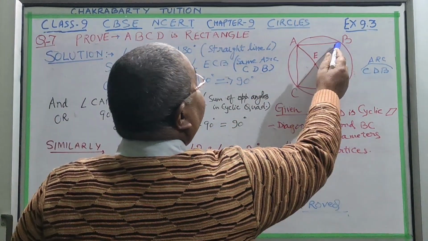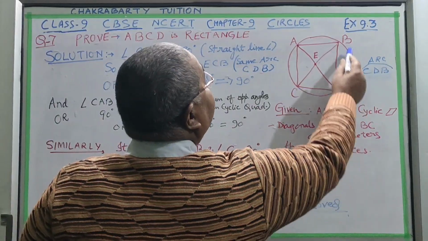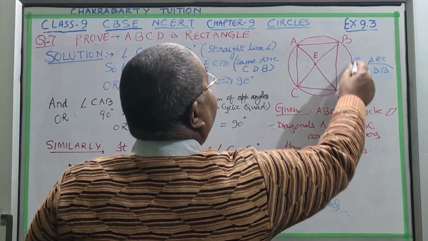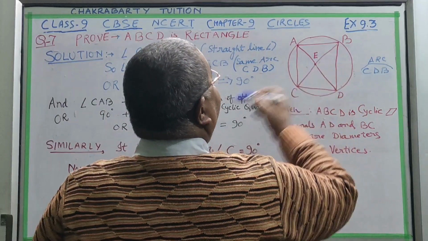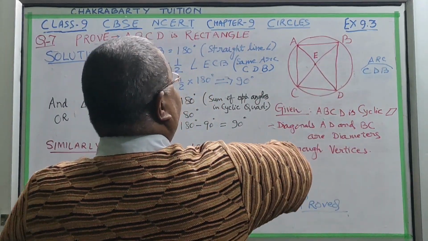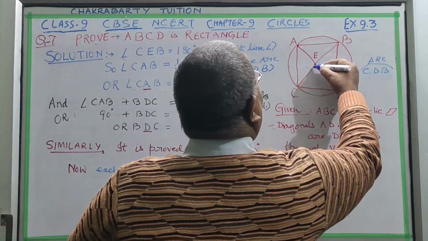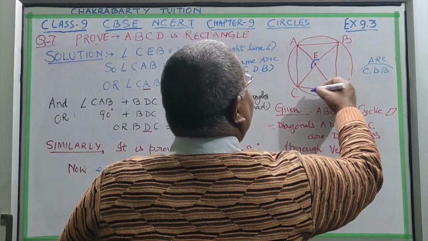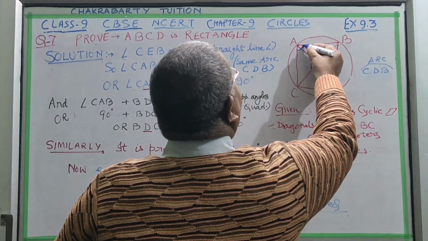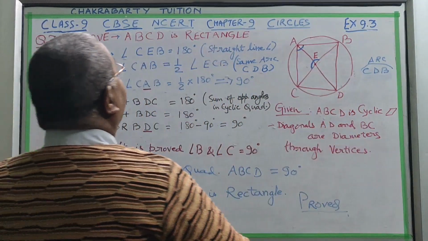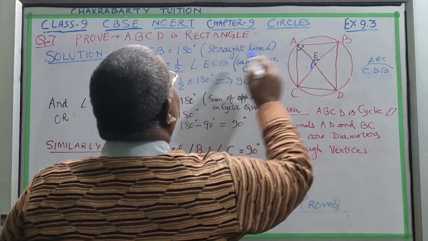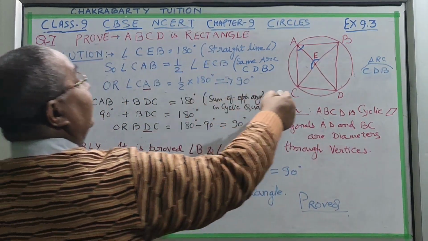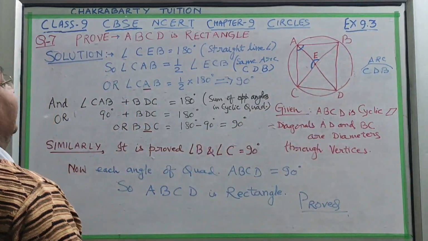You see, if you take the chord CDB, if you call this chord, so this chord is making one angle at point E. Okay. So here one angle it is making, this chord, and one angle here it is making. Okay. So angle CEB is equal to 180 degrees because it is a straight line angle.